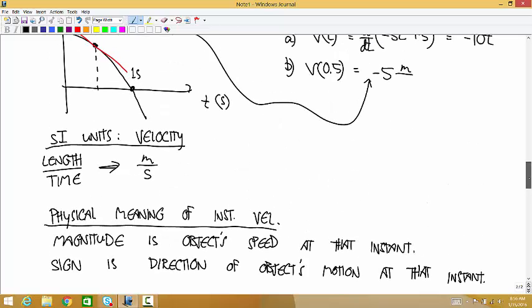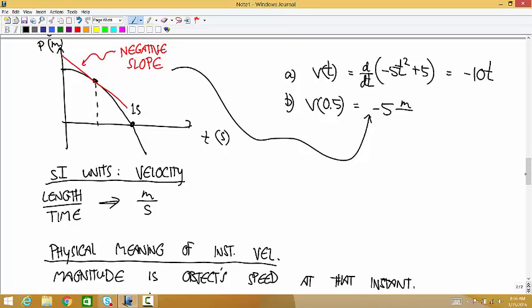So in this example that I just showed, what this says is that at time equals half a second, the object, we're talking about motion along a line, right? So the object can only be moving in the positive or negative direction, and at this instant, the object is moving in the negative direction. That's what that means. Physically, what direction does the negative direction mean? That depends on your choice of positive and negative direction.